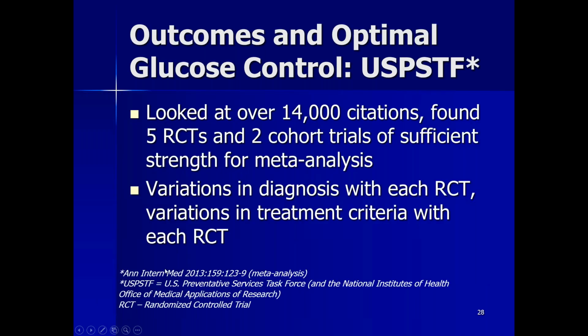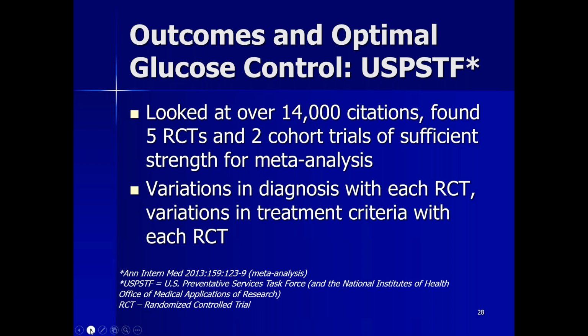This is another landmark study. This is the United States Preventative Services Task Force, the USPSTF. This was a citations trial. They looked at 14,000 citations. They found 5 good randomized control trials, 2 cohort trials that were sufficiently strong to allow for a meta-analysis. There were still variations in diagnosis with each of the randomized control trials, and there were variations in treatment criteria as well. But there was still more similarity in those trials than there were in the cohort trials.